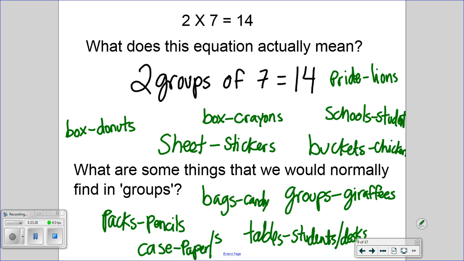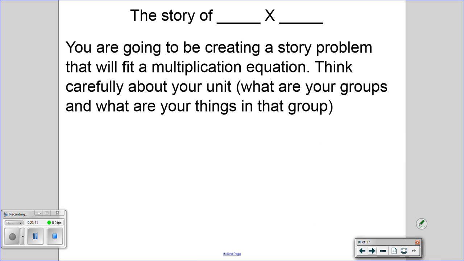Holy moly, this is not wanting to write. Okay, well that just says sod. But what you're going to do is I am going to give you the story of blank times blank. What that means is you're going to write an equation and then tell me the story that goes along with it. You're creating a story problem that goes with your equation. Think carefully about your unit.